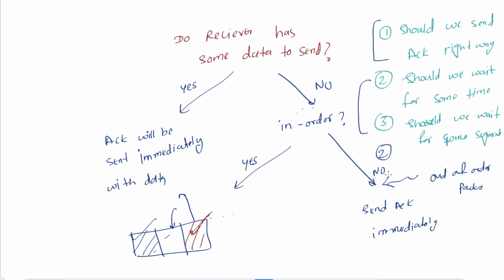So here, if you have an out of order packet, then it sends the ACK immediately, right? If you do not have an out of order packet, then the rule that I just told you is applicable, which means it either waits for the timer or for two segments to come.